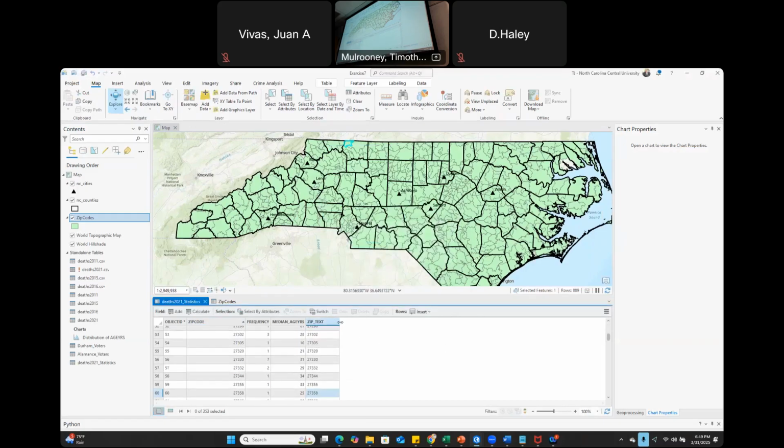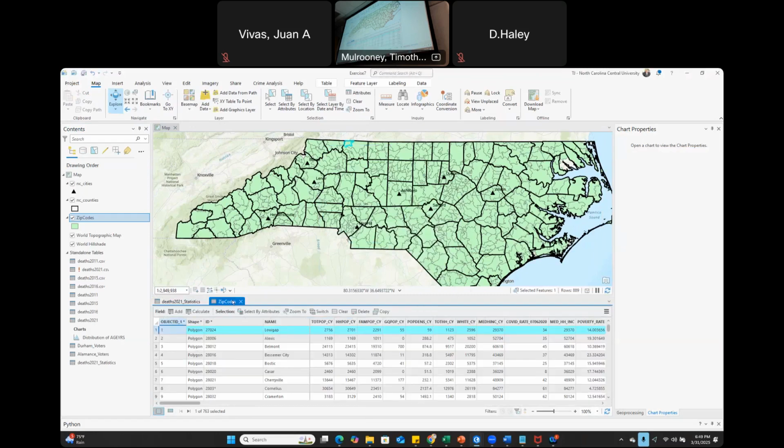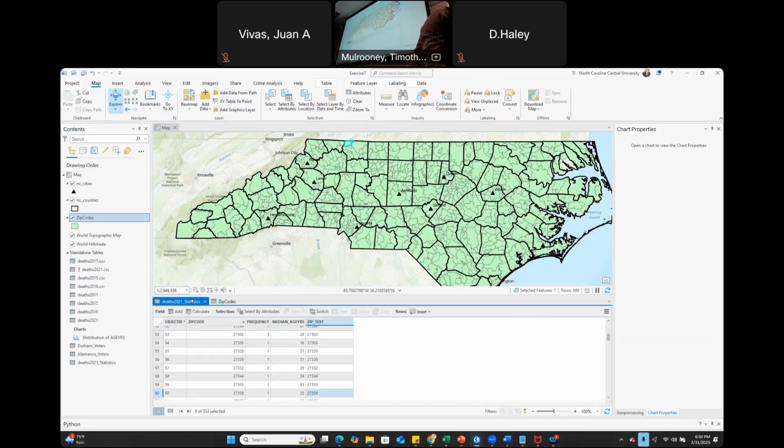Bippity boppity boo. Now it's left justified versus right justified. So now I can run a tabular join. Basically, wherever it sees a 27024, it's going to add this table to the end of my zip code table, which is already attached to points, lines, and polygons.